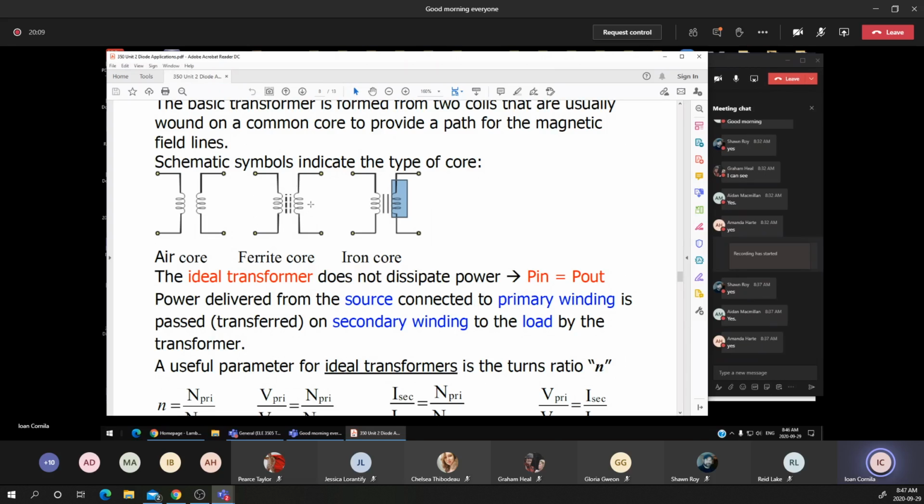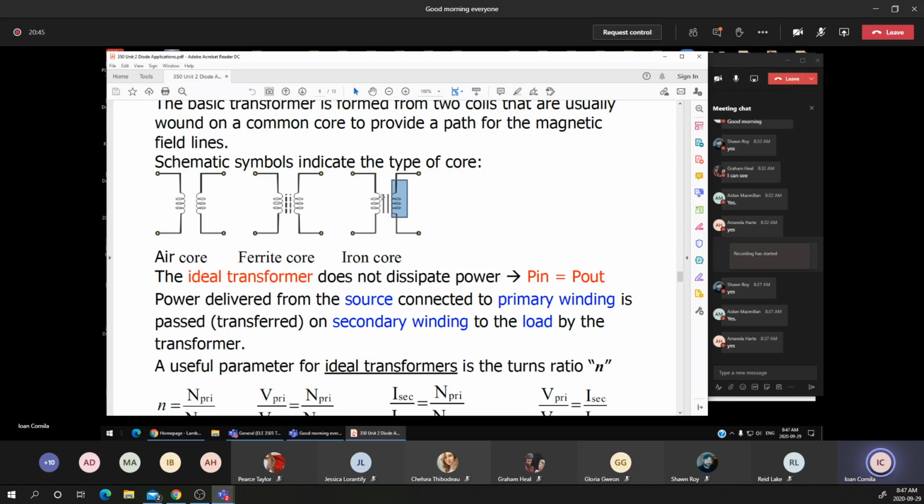For the ferrite type core, it's a mixture, an alloy of iron and some other oxides in it. It means that I can use the ferrite type core in medium to high frequency, like kilohertz, tens or hundreds of kilohertz. Probably in this range, I cannot go above this value because of the saturation of the ferrite core.